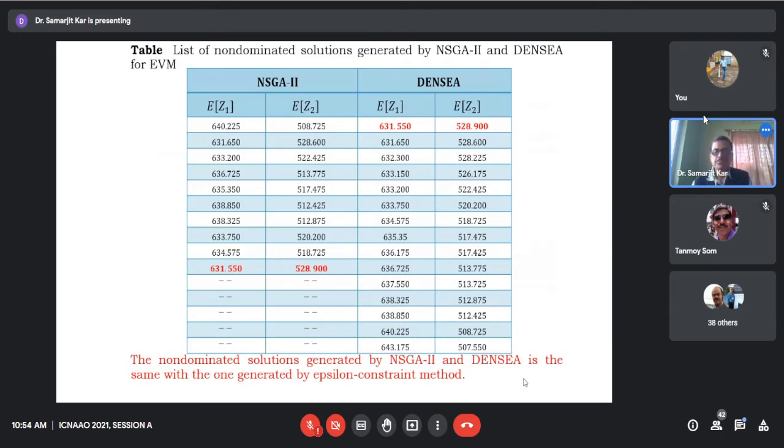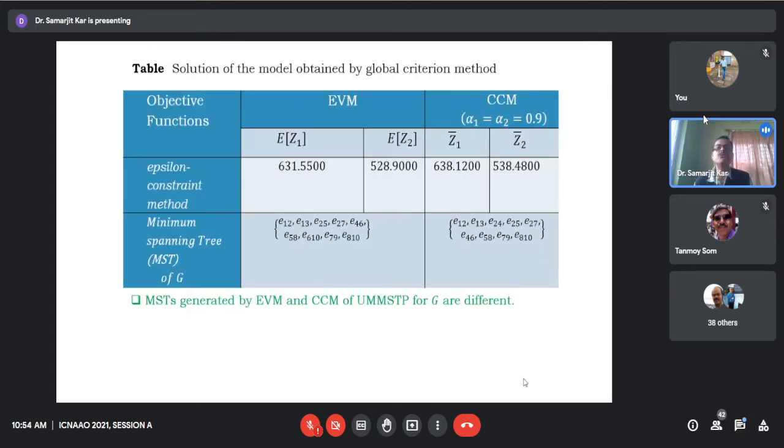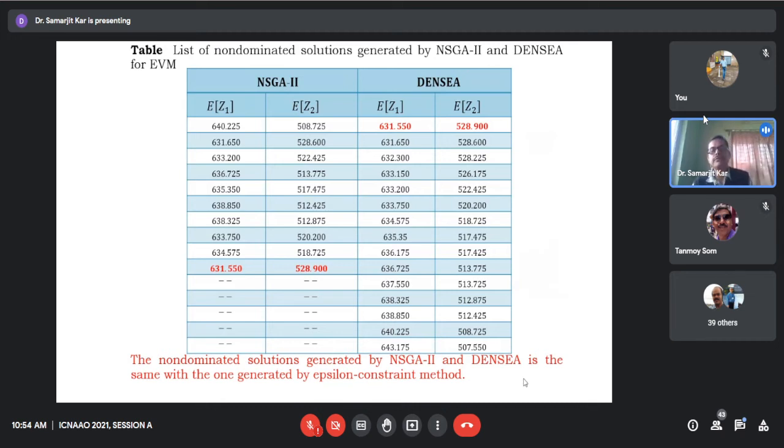Similarly, because here in the previous case, we used the simple classical based approach, that is the global criteria method, and the corresponding solution is given here. But in the case of evolutionary algorithm, we have used two different evolutionary algorithms. One is NSGA2 and the other is Densia. And for the first evolutionary algorithm, we get different solution points in the non-dominated front.